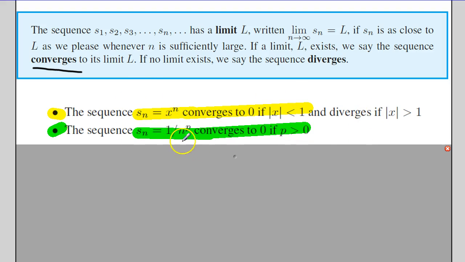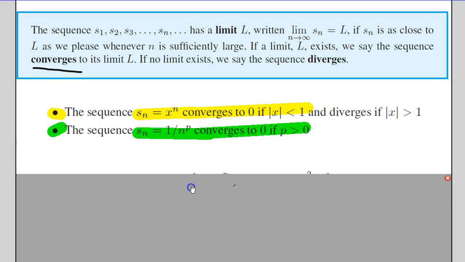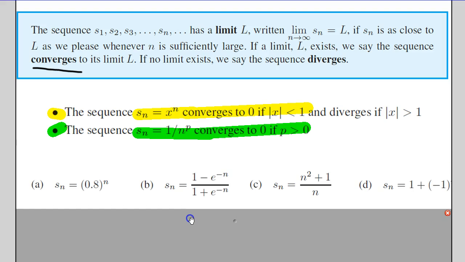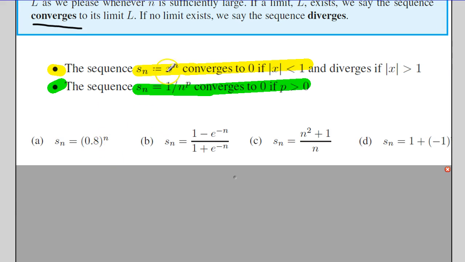And we also had a similar one in this sequence. So let's see if it works. Which ones converge and which ones don't converge? Well, this one looks very much like this one, so that lets us know that x is less than 1, so that means it does converge. So we can say yes, converges.